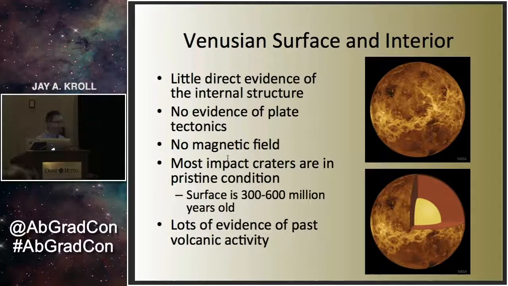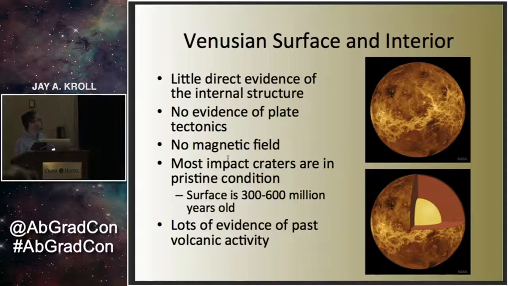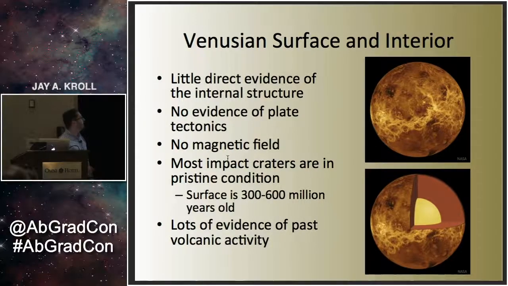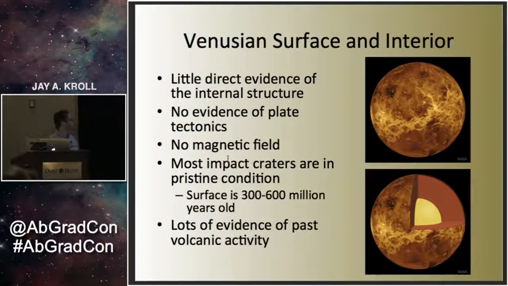Because of its similar size and density, we assume that it's pretty similar to Earth and that it has a core, a mantle, and a crust. However, we don't have a lot of actual direct evidence about the internal structure of the planet. We don't see any evidence of plate tectonics, which is pretty interesting, and there's no magnetic field.